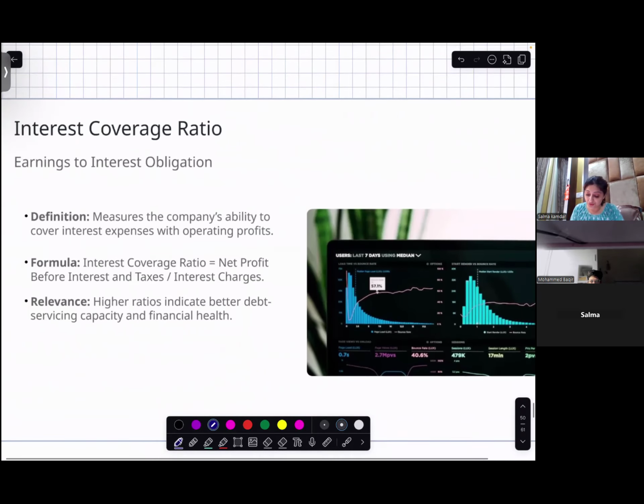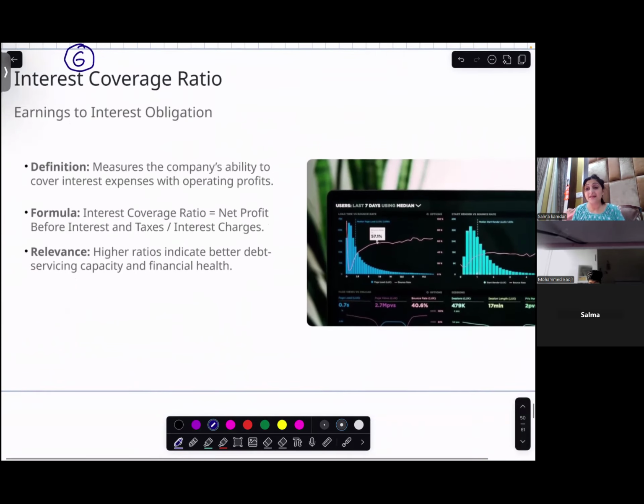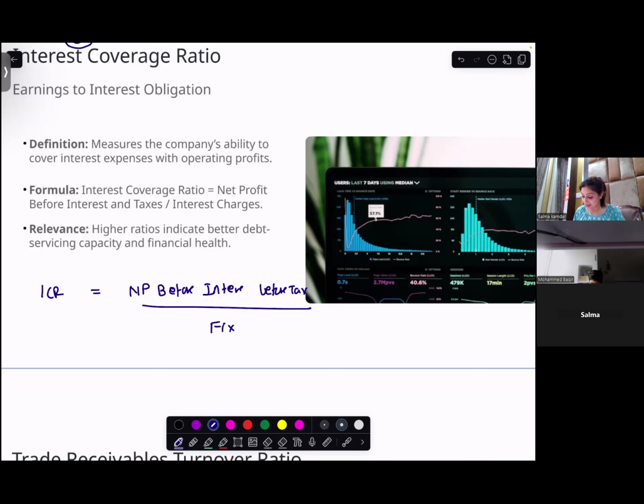What is interest coverage ratio? It measures the ability of your company to cover your interest expenses. That means interest coverage ratio is basically telling you how many times your net profit can pay your interest charges. And the formula for interest coverage ratio is net profit before interest and before tax divided by your fixed interest charges.